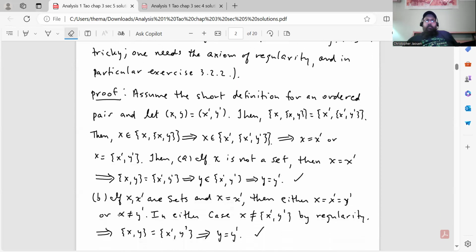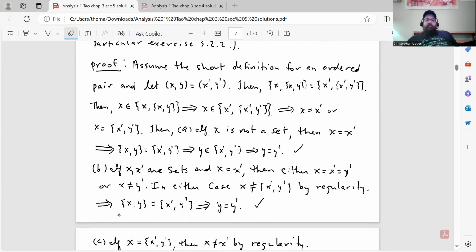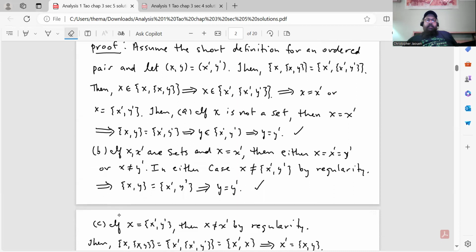So let's go through the proof. Right, assume the short definition for an ordered pair and let (x, y) equal (x', y'). Then the two pair sets that I've written here are equal to each other. Then x is an element of {{x}, {x, y}}, which implies x is an element of {{x'}, {x', y'}}, which implies x equals x', or x equals the pair set {x', y'}.